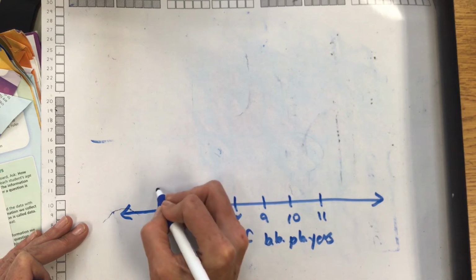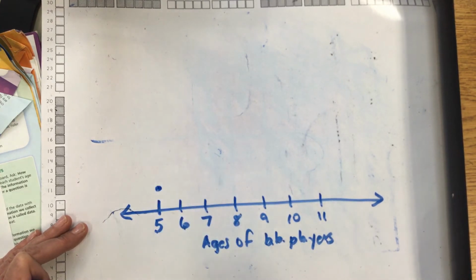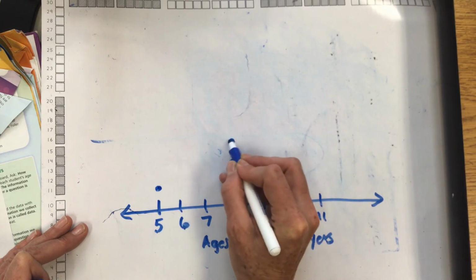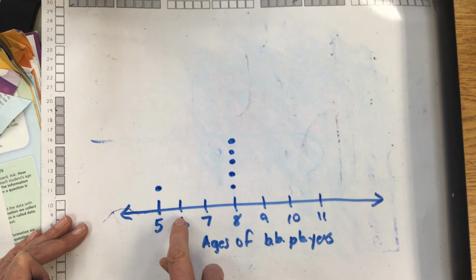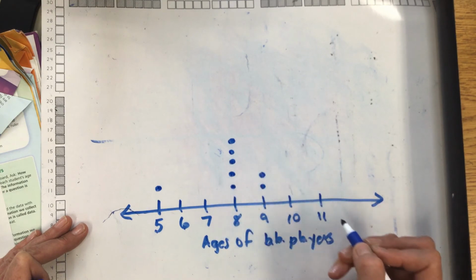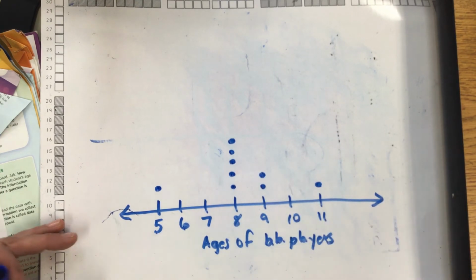I'm going to pretend there was 1 kid that was 5 years old, so I put 1 dot. Let's pretend 5 of the kids were 8: 1, 2, 3, 4, 5. Maybe I didn't have anyone who was 6 or 7 years old as a basketball player. Then maybe 2 kids were 9, and 1 kid was 11 years old.